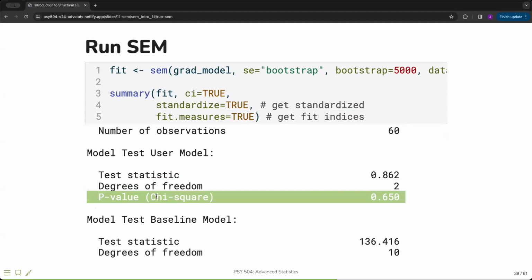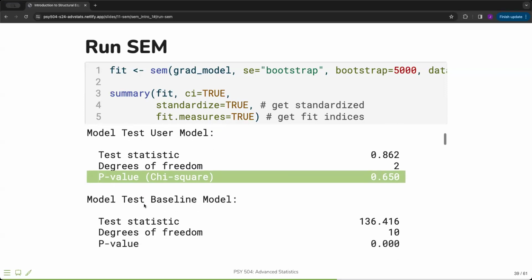So is this a good thing or a bad thing? If the chi-square statistic is not statistically significant, is that good or bad? It's good. You don't need to have hesitation. Yeah, no, it's good. We don't want this to be statistically significant.